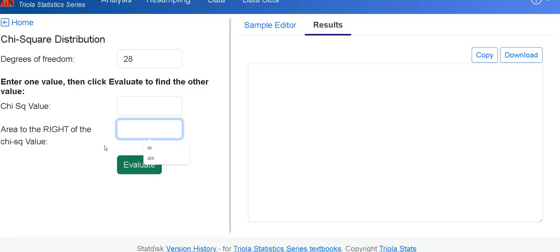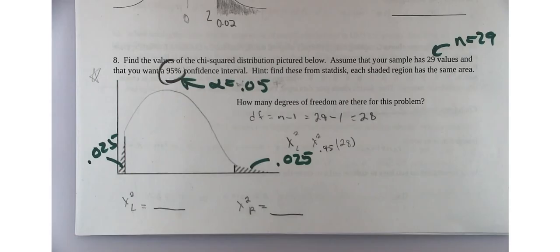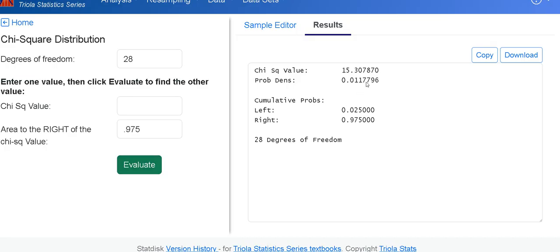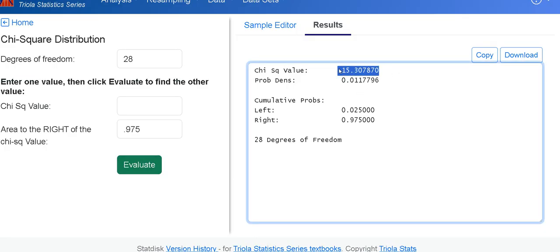So there's a couple things we want. We want to find 2.5% of the area in the left tail. That's going to be 97.5% of the area to the right of that. So I'm going to put in 0.975, and I get a value of 15.3 for my chi-square. All right, so that's chi-square sub L, 15.3.